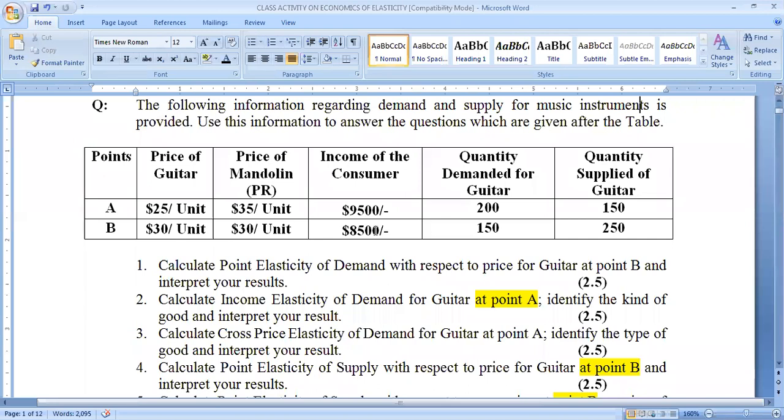बिस्मिल्लाहिर्रहमानिर्रहीम। इस क्लास एक्टिविटी में हमें डिफरेंट क्वेश्चंस पूछे गए हैं और इस क्लास एक्टिविटी में जो इंफॉर्मेशन हमें गिवन है, it is related to price of guitar, price of mandolin, income of the consumer, quantity demanded for guitar and quantity supplied of guitar. About 5 components we are given some information at 2 points, say point A and point B.